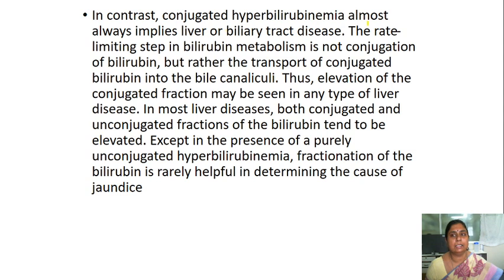that the rate limiting step in bilirubin metabolism is not conjugation of the bilirubin, but rather the transport of the conjugated bilirubin from the hepatocyte into the bile canaliculi. So whenever you are having an edema of the bile canaliculus, which you can see even in hepatocellular failures, there can be a rise in the conjugated hyperbilirubinemia. That is the reason why when you are having acute viral hepatitis, though it is a hepatocellular disease, you are having a mixed pattern, conjugated and unconjugated both increased, because the edema will not allow the conjugated bilirubin to be secreted, right?